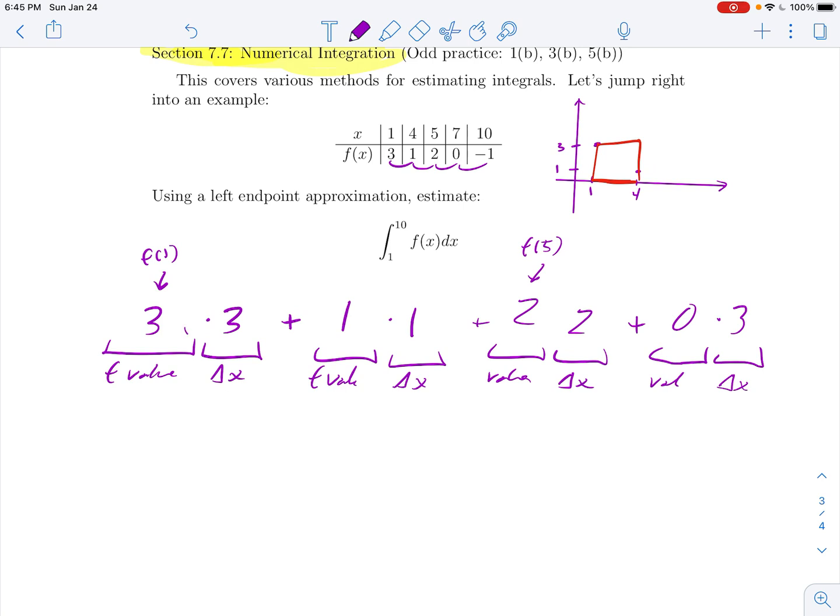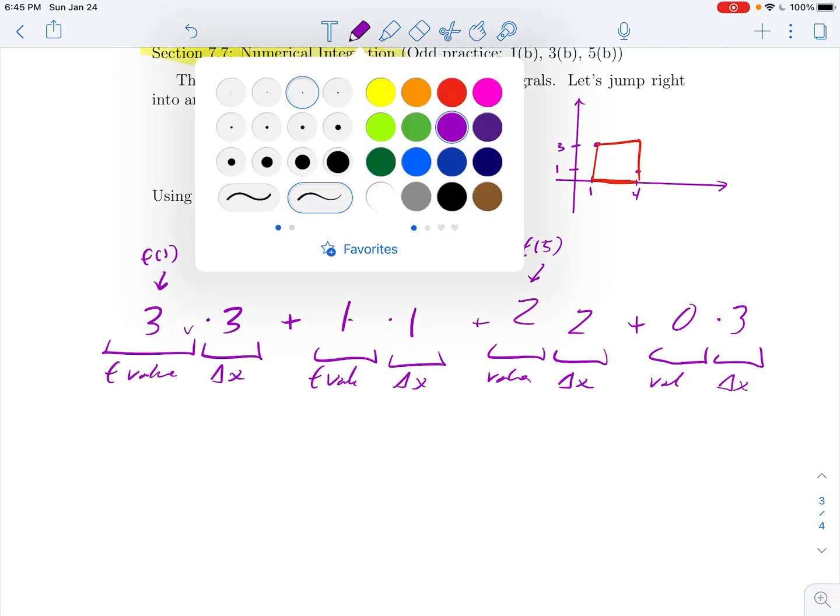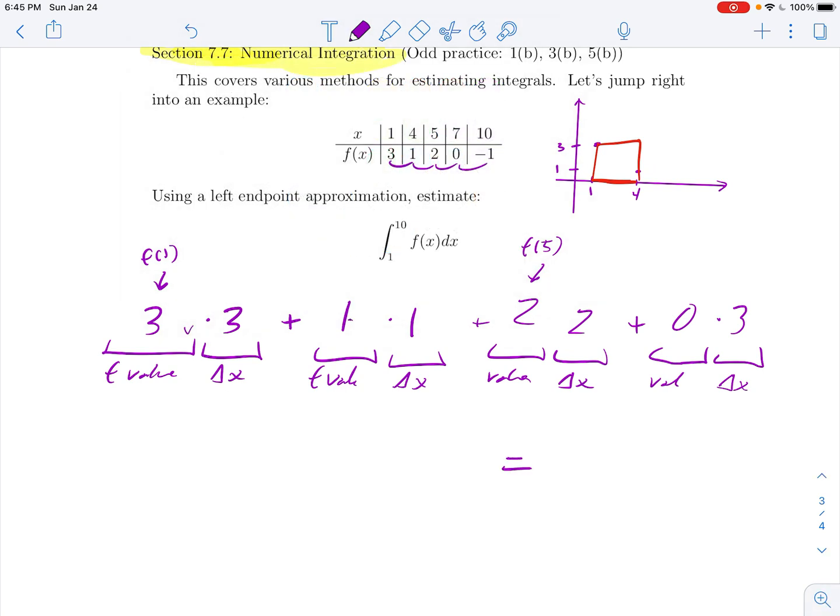Obviously, we could compute this. It's 9 plus 1 plus 4, which is 14. So this you've seen before. Maybe you never saw an example where the intervals were not all the same width, but they don't have to be. It's usually easier if they're all the same width, but that's not required.